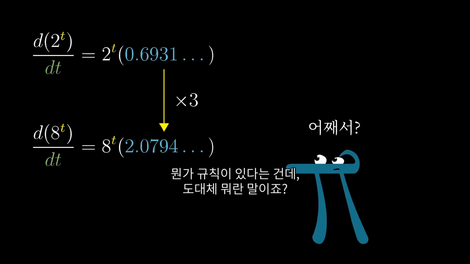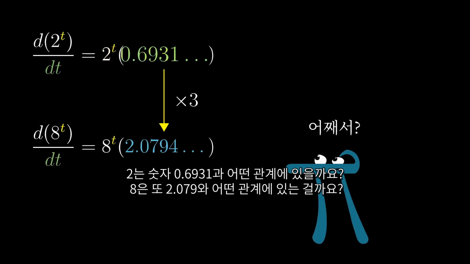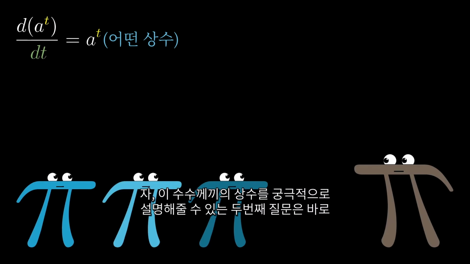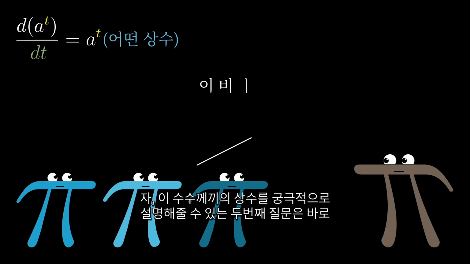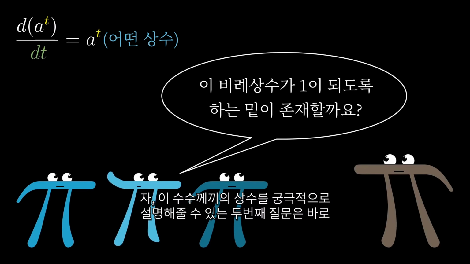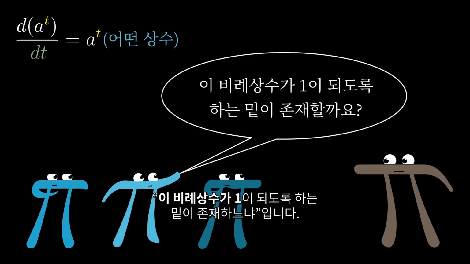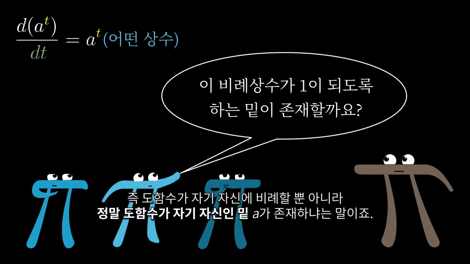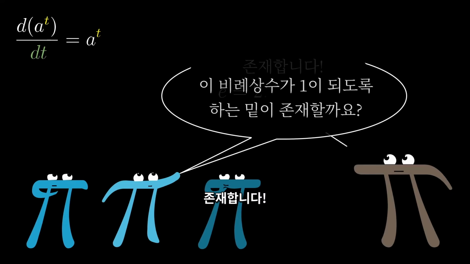But what is it? What does 2 have to do with the number 0.6931? And what does 8 have to do with the number 2.079? Well, a second question that is ultimately going to explain these mystery constants is whether there's some base where that proportionality constant is 1, where the derivative of a to the power t is not just proportional to itself, but actually equal to itself. And there is!